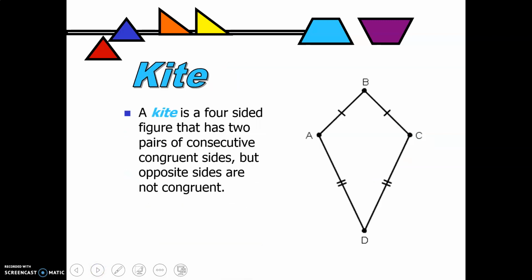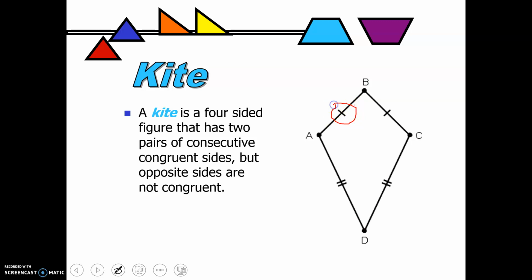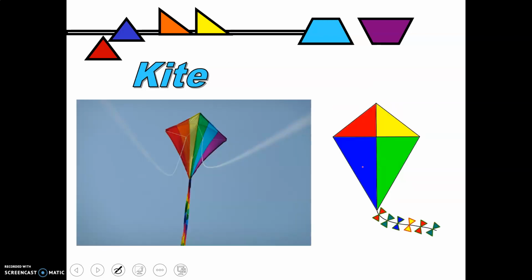And a kite is a four-sided figure that has two pairs of congruent sides. So you've got two pairs of congruent sides just like a rectangle does, but opposite sides are not congruent. So this side is not congruent to the opposite side, and neither is this one. All right, and there's an example of a kite.